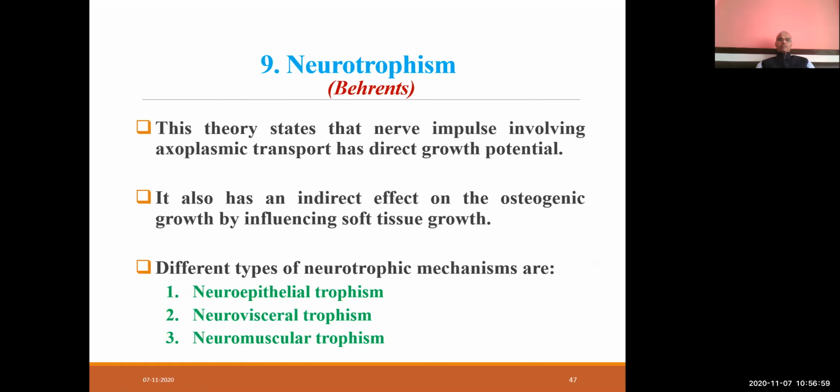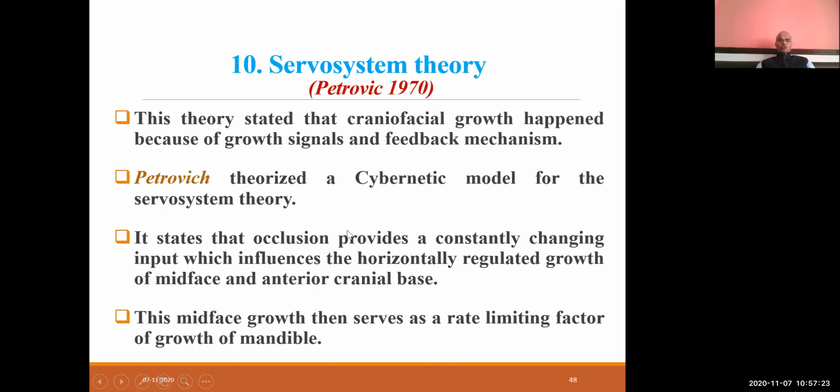Next, neurotrophism. This theory states that the nerve impulse involving axoplasmic transport has direct growth potential. It also has an indirect effect on the osteogenetic growth by influencing soft tissue growth. So different types of neurotrophism mechanism are neuroepithelial trophism, neurovisceral trophism, and neuromuscular trophism. Next theory, the most popular theory, the servo system theory. This theory states that craniofacial growth happens because of growth signals and feedback mechanism.